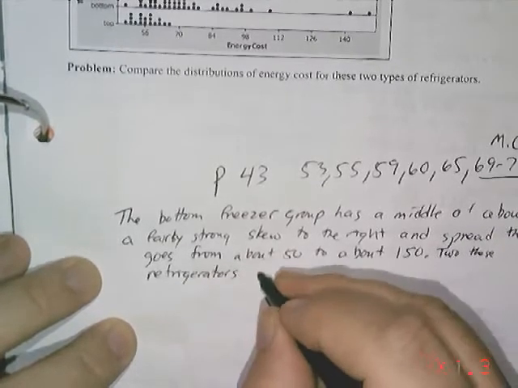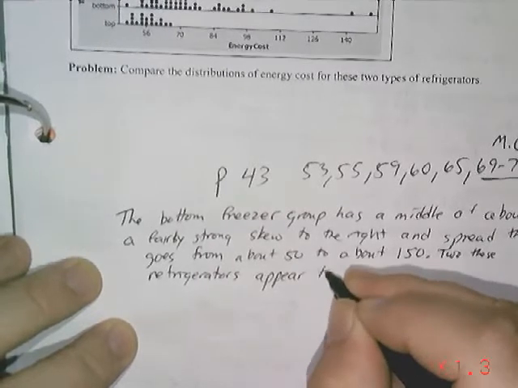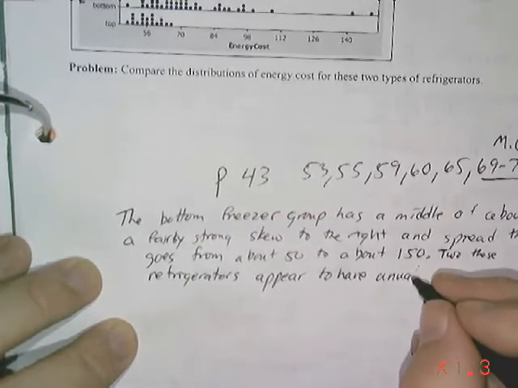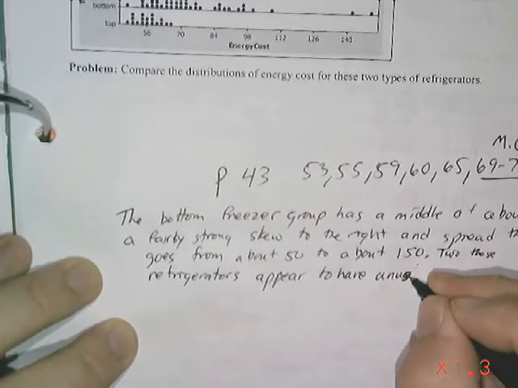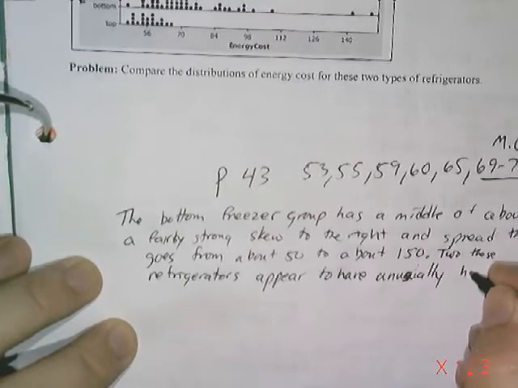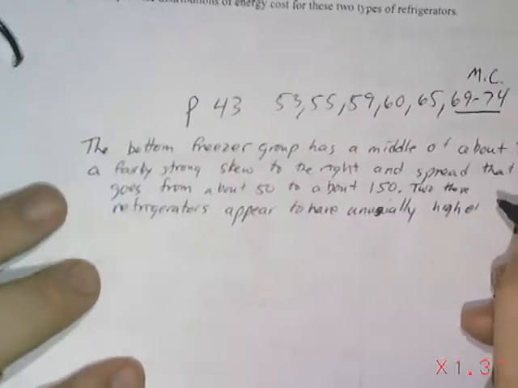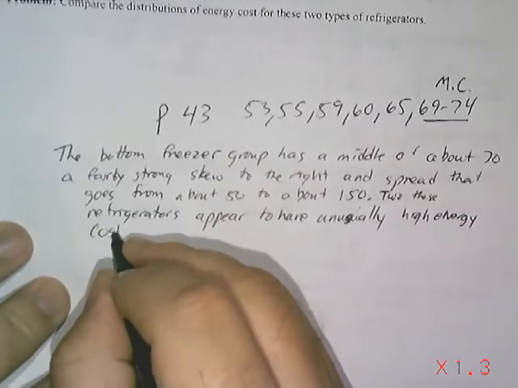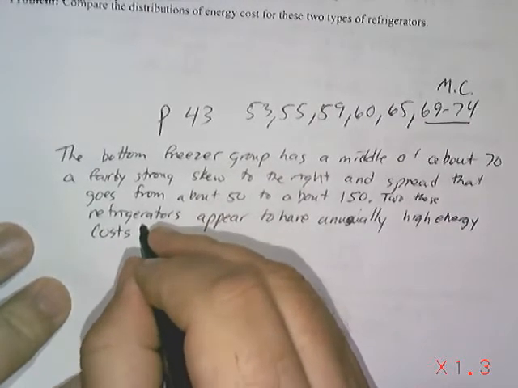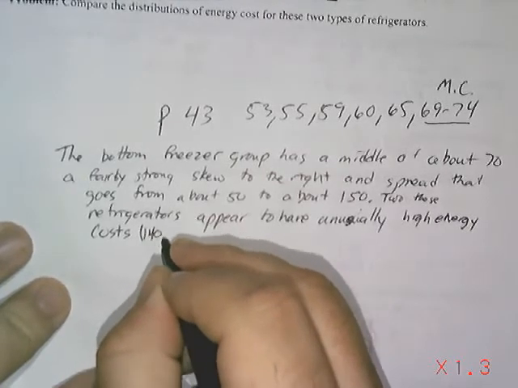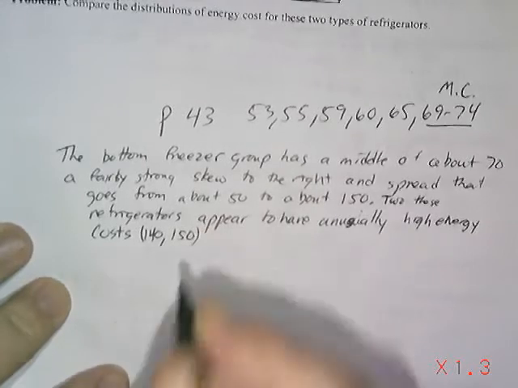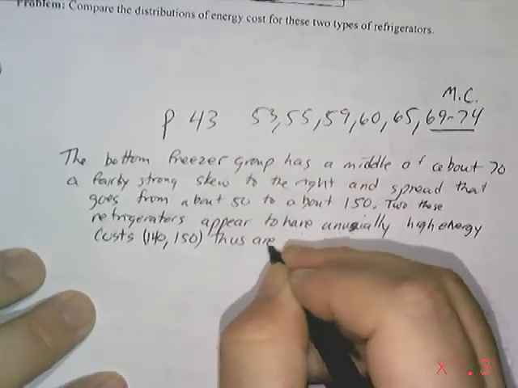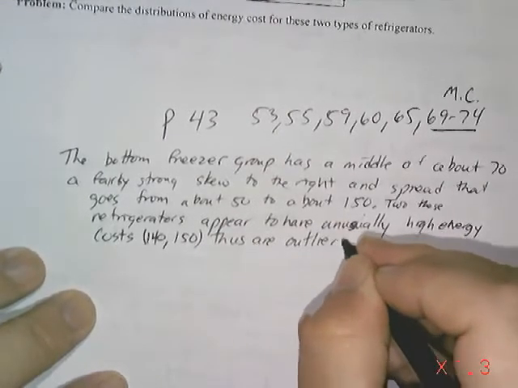And the interesting thing about this is that all of the top freezers have an energy cost that are less than the average for the bottom freezers. And I would note that all of the top freezers have a lower energy cost than the average cost of a bottom freezer. Makes it pretty clear that you don't want to buy a bottom freezer, you want to buy a top freezer.